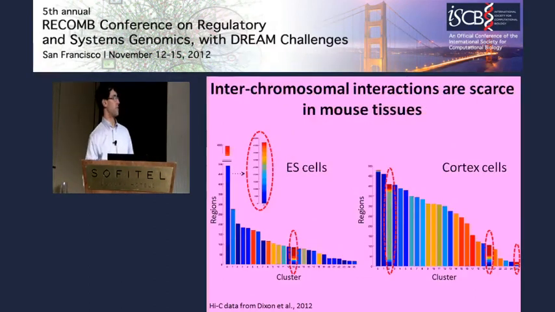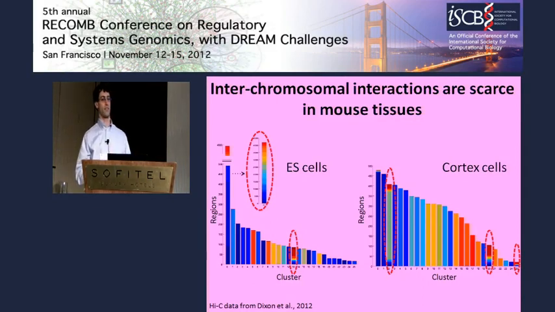We applied this to mouse data, so stem cells and cortex cells from a recent paper. And what we see is the distribution of clusters here is actually pretty different than what we saw for yeast. So instead of having a few large clusters drawing from a bunch of different chromosomes, in the case of stem cells, we have one really big cluster with regions from a bunch of different chromosomes. And then in addition, we have a bunch of smaller clusters, primarily drawing from one chromosome. In cortex, we see a pretty similar distribution.